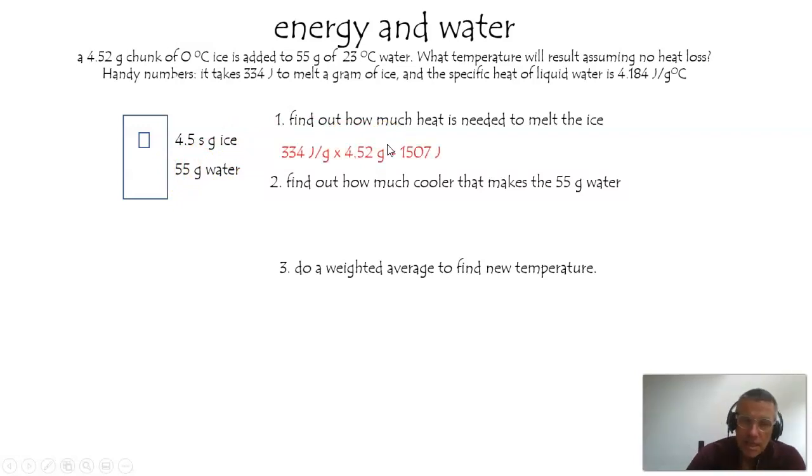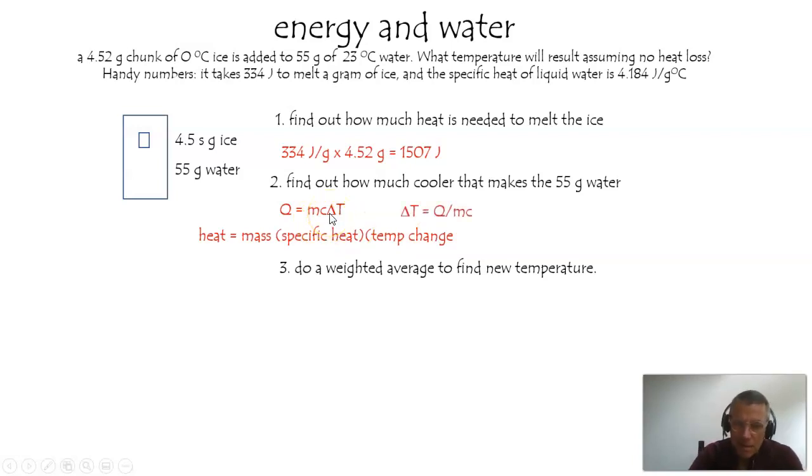So like we said, it takes 334 joules per gram to melt ice. And we've got 4.5 grams, so that's 1,507 joules of energy that must be used by that 23 degree water in order to make it a little cooler. So we'll use Q equals mc delta T for that, and that's for that 55 grams of water, which is going to lose 1,507 joules. That's our Q. Mass is our 55 grams. C is the specific heat of liquid water. Those are the units, joules per gram degree Celsius. And that's 4.184. And the temperature change we're going to solve for.